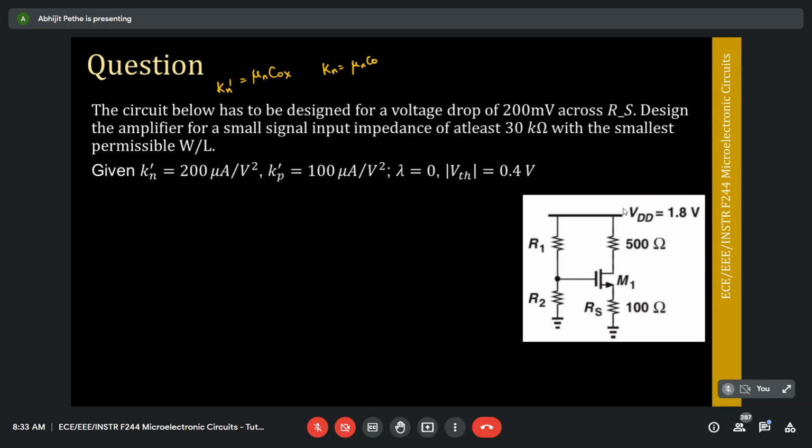Since you're going for the smallest possible W by L, do we equate VDS and VOV? Yes, that would be the logic, right? Because if you want the smallest size, it means you want the largest gate voltage, right?